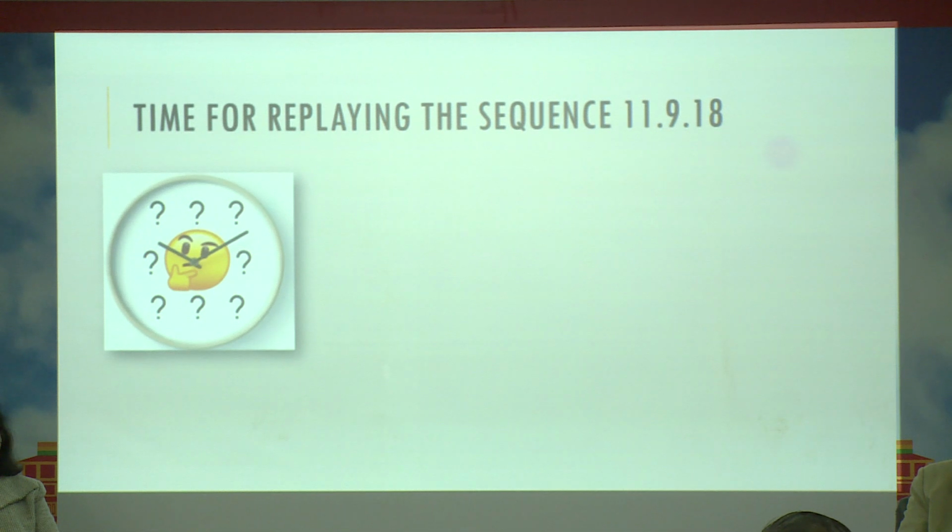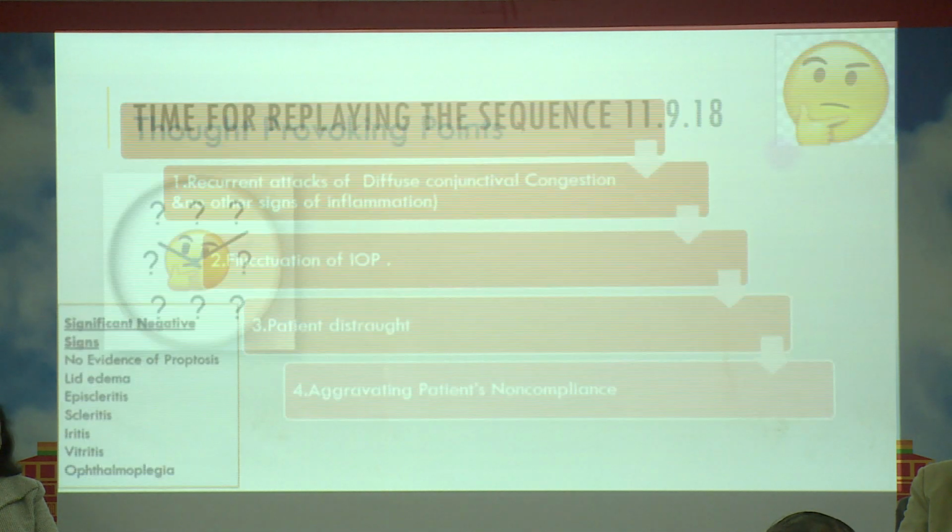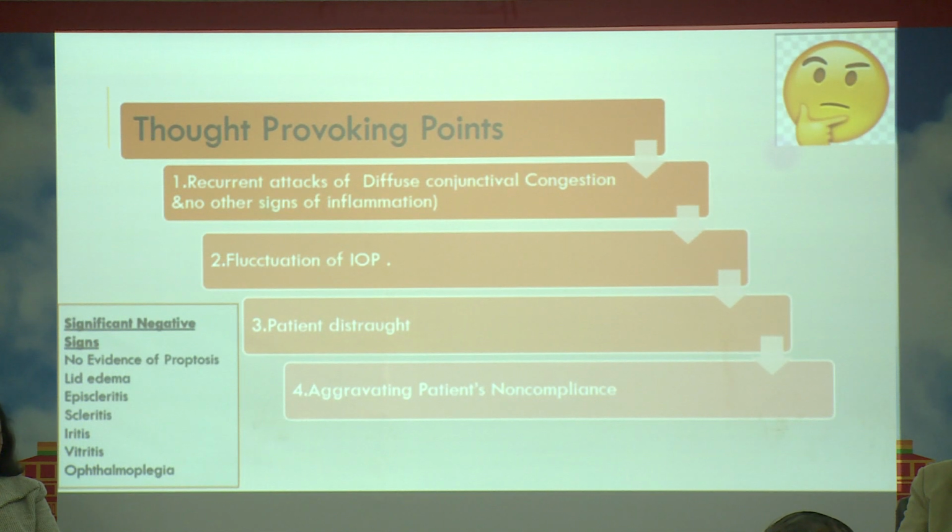So this was the time for us to replay the sequence that happened on 11th September, after 2 or 3 visits in the month of September. The thought-provoking points in our patient were the recurrent attacks of diffuse conjunctival congestion with no other signs of inflammation, which was alarming to us, and the fluctuating IOPs. The significant negative signs were that there was no evidence of proptosis or any kind of inflammation anywhere else in the eye.